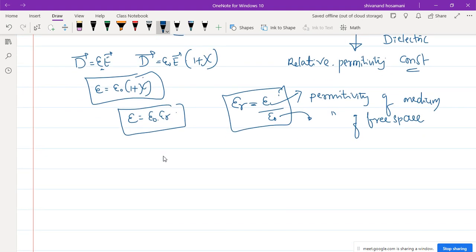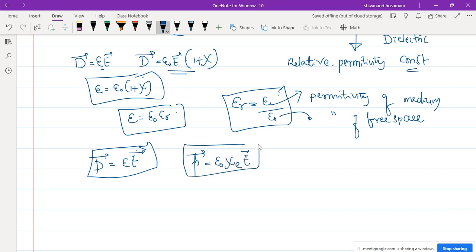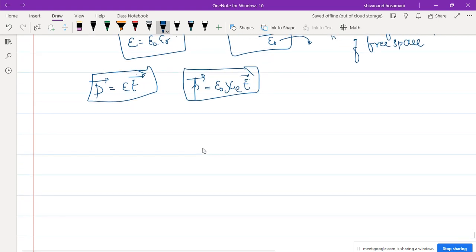This is a very important relation that you need to remember. The displacement vector can be defined as epsilon into E. And similarly, the polarization P vector is given by epsilon naught chi into E. For example, for free space, what is the charge? The charge for free space is always 0.